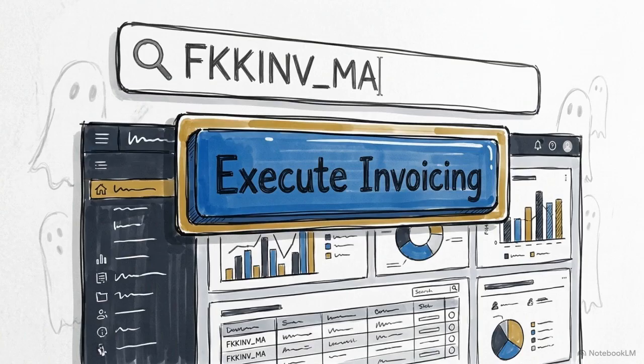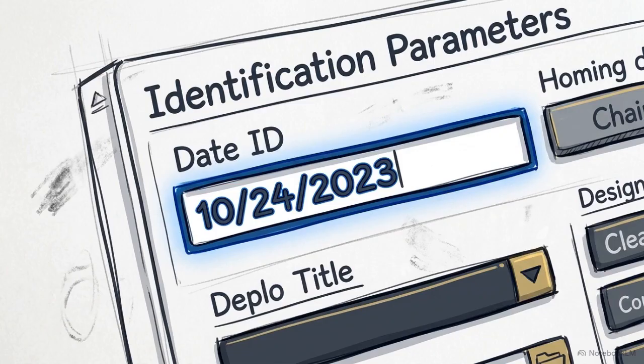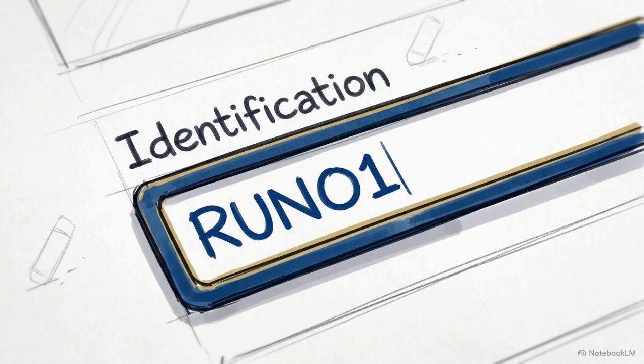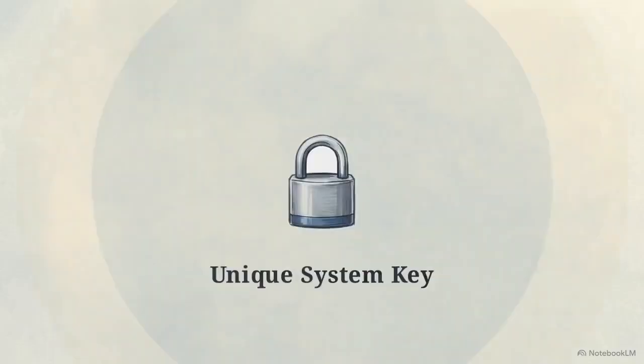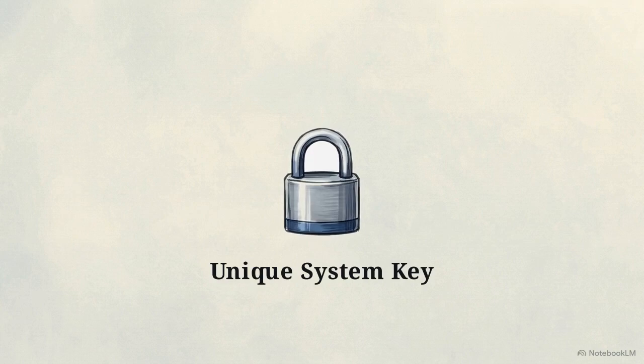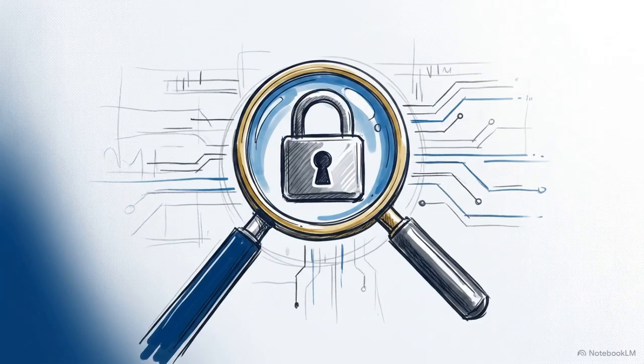Open the SAP Easy Access menu and navigate to Execute Invoicing, or enter the transaction code FKKINVMA directly. First, we set our identification parameters. Enter the current date in the Date ID field and assign a unique alphanumeric tag in the identification field. These two values pair together to create a specific, searchable footprint. You will use this exact combination to monitor the batch job later.